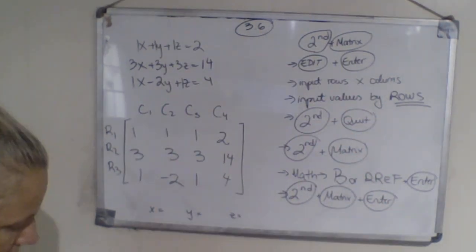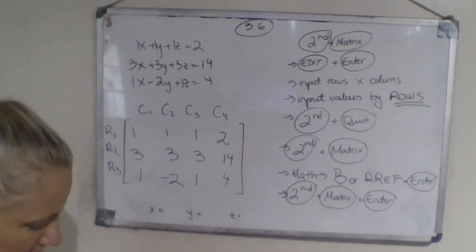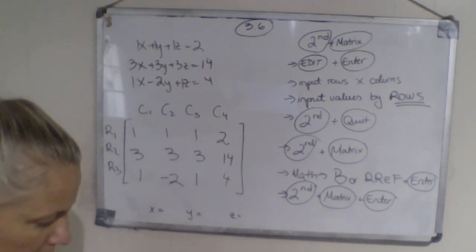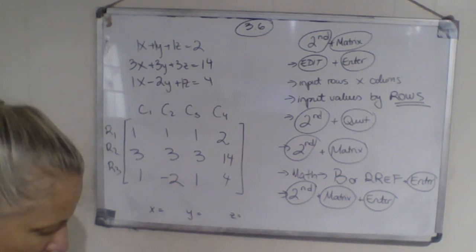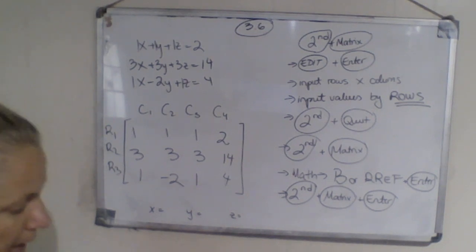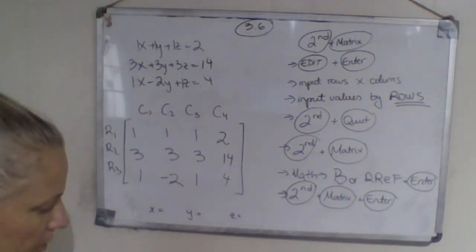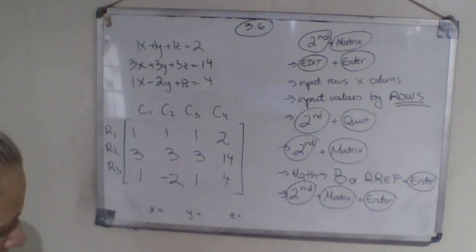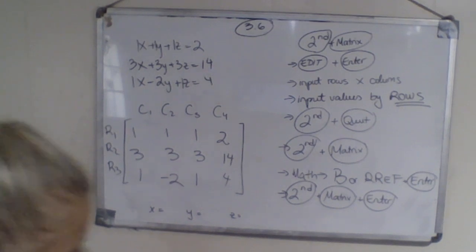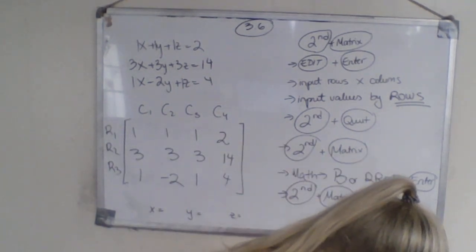I'm going to go second quit. Back to second and matrix. I'm going to go over to math, go all the way down to B, or RRF. Second matrix, and A is selected, so I just hit enter. I'm right there and I hit enter. And I want you to notice, what are we getting? We are not getting what we're supposed to get, are we?